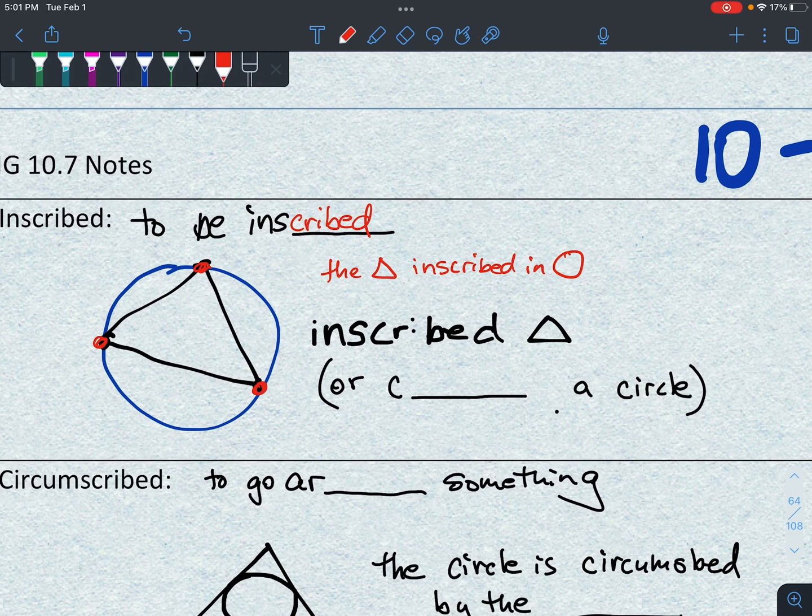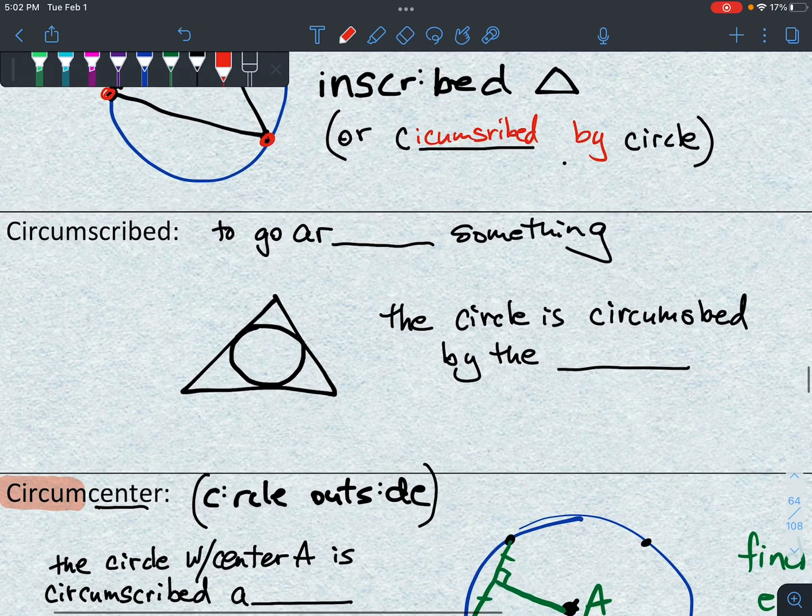All right? Now, you could flip this around and say the triangle is circumscribed by the circle. All right? So it's either an inscribed triangle or the triangle is circumscribed by the circle. It depends upon how you want to phrase it. So let's look at this second definition.